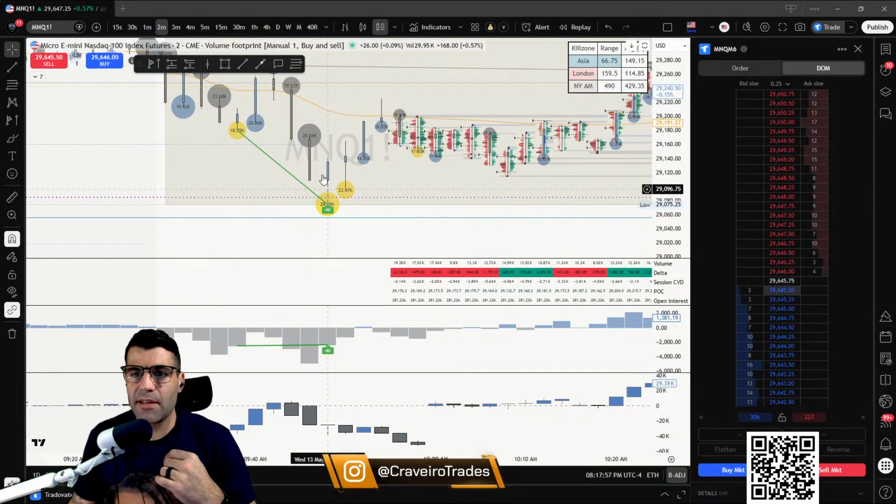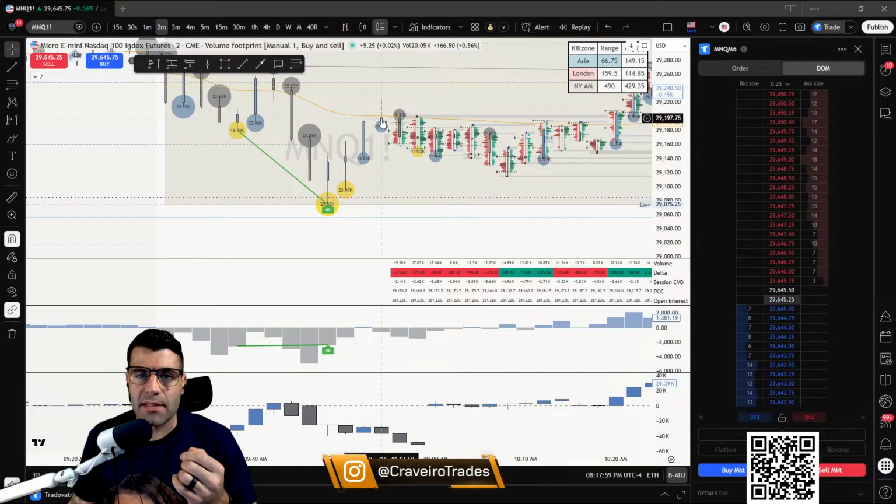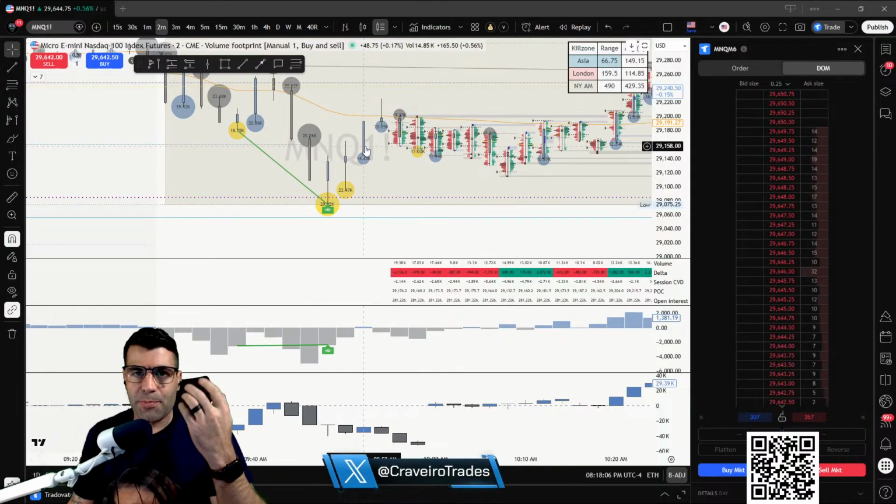We are discounted, and for price to become balanced again, it would need to surf back to this orange line, the point of control, or higher. If it goes higher, we're in a premium.